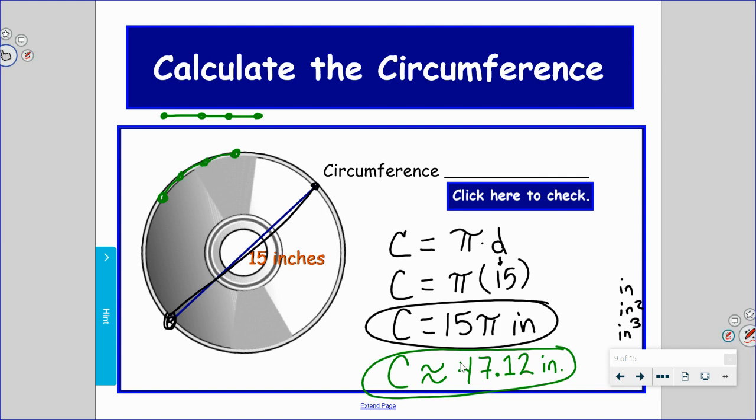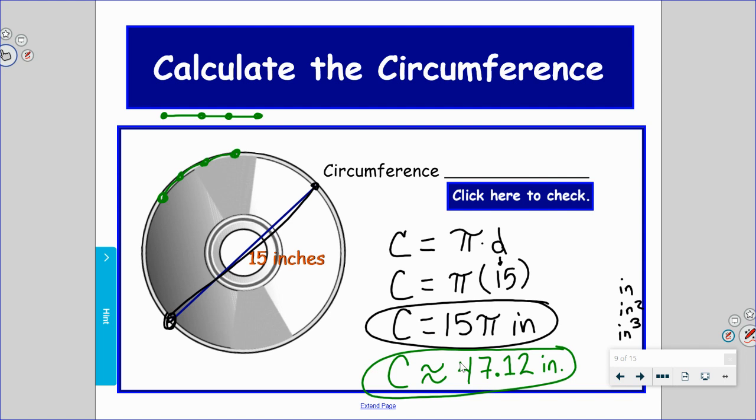Now, if a student were to ask, would you rather have 15 times pi dollars or $47.12? You're going to say, look, those are pretty much the same numbers. But if a student asks, well, which answer is more precise? Which answer is more exact? That is clearly the 15 times pi. Because 15 times pi is our exact answer, whereas 47 and 12 hundredths is a pretty stinking close good approximation.